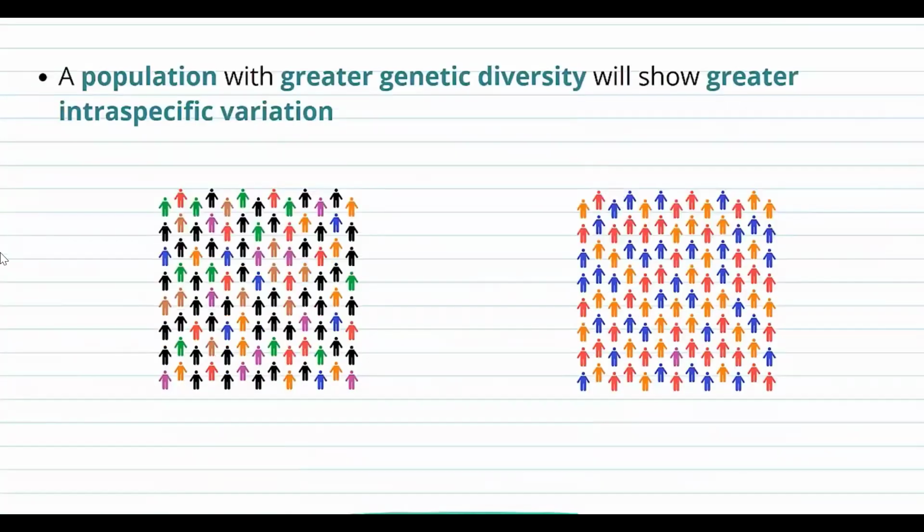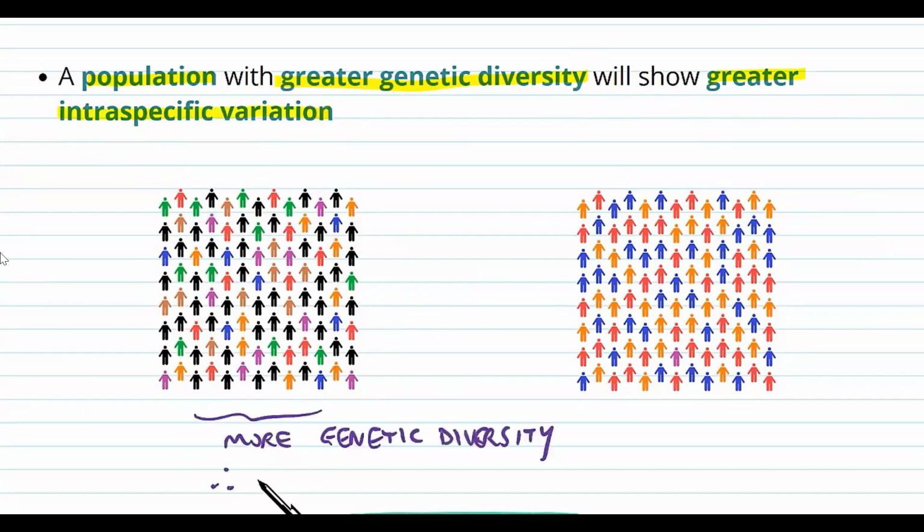And a population with a greater genetic diversity, so a greater variation in alleles and types of genes, tends to show a greater intraspecific variation. So here, populations with lots of alleles will have more genetic diversity and therefore more variation, as opposed to this population where there's less genetic diversity and therefore less variation.